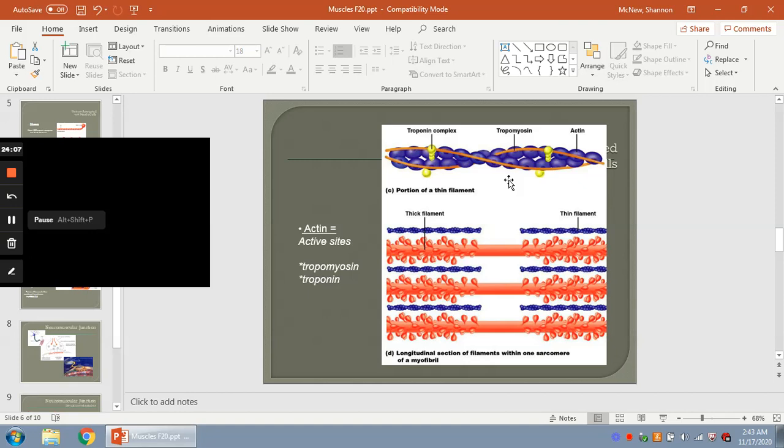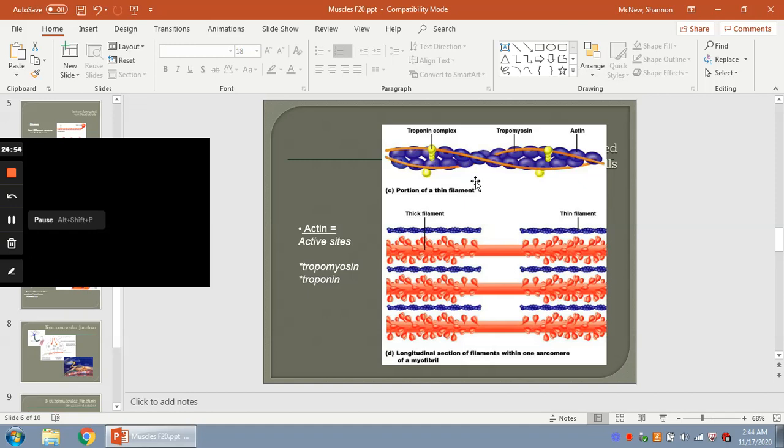That might remind you of enzymes. We talked about active sites on enzymes. This is a place where a binding can occur, where binding occurs. Now, this actin filament has two regulatory proteins associated with it. Those two regulatory proteins are tropomyosin and troponin. So first the tropomyosin. Tropomyosin is a long filamentous protein. And you can see it here. It's kind of the orangish colored one.